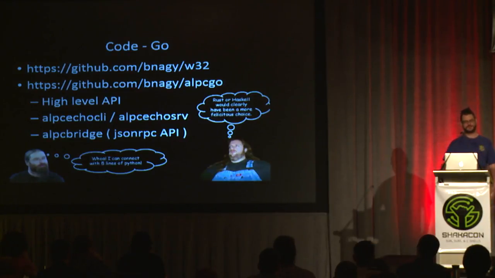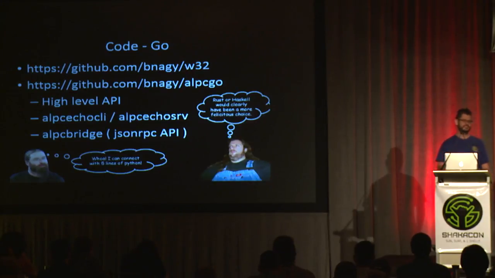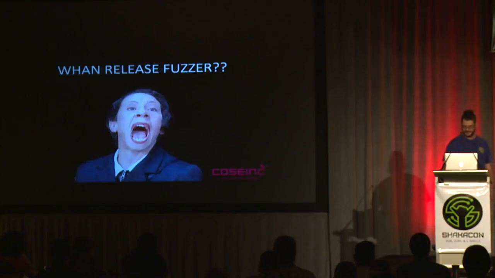You can get the fork of Win32 that I've made to work with Go, that's already there, and you can get a bunch of stuff in this ALPC Go repo. That's got a high-level Go API, which no one's ever going to use because I'm apparently the only person in the world that writes Go, but ALPC Bridge is a JSON RPC API to that. So whatever language you use, and it's probably going to be Python, you can still connect and have your Python support.